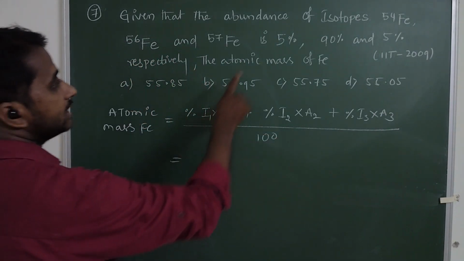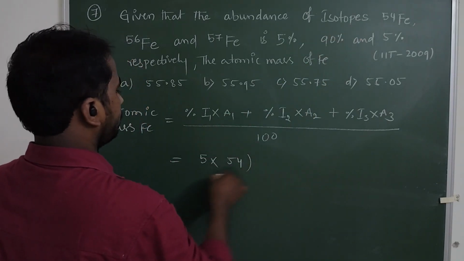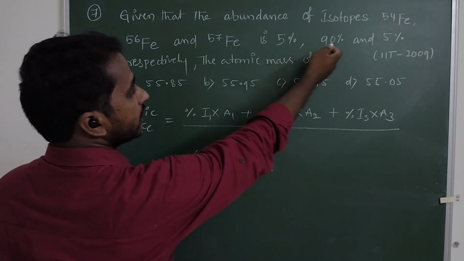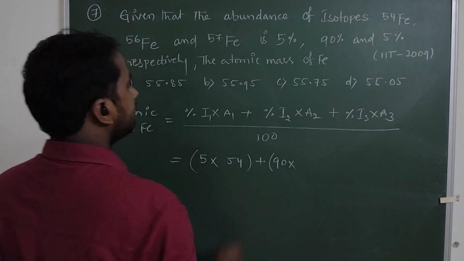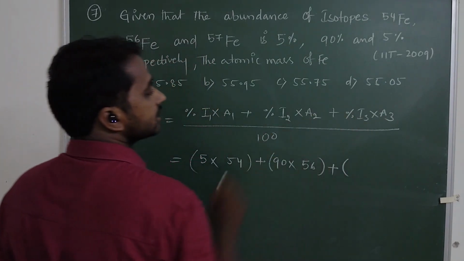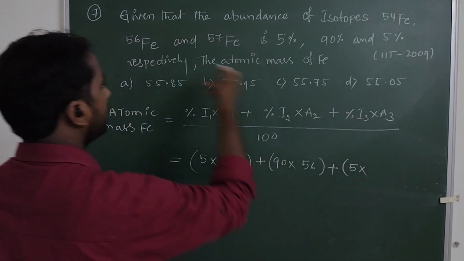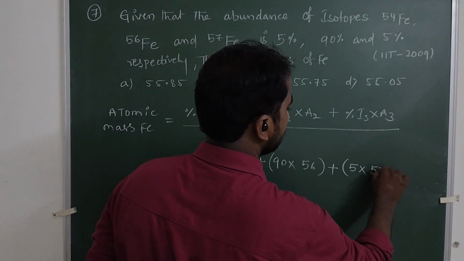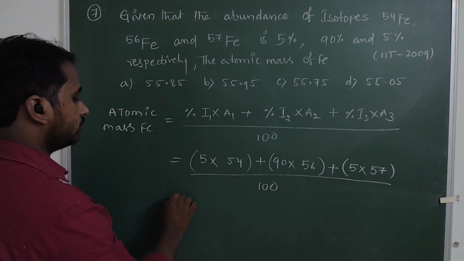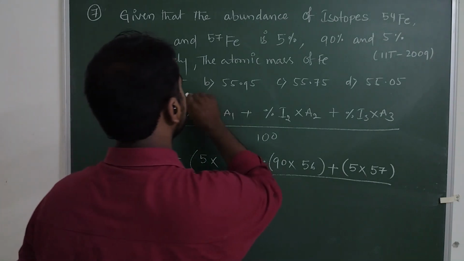Isotope 1 is 5% and its atomic mass is 54, plus the percentage abundance of isotope 2 is 90%, so 90 into atomic mass 56, plus the percentage abundance of isotope 3, again 5%, into atomic mass 57, divided by 100. So if you do this calculation you will get 55.95. So the answer is B.